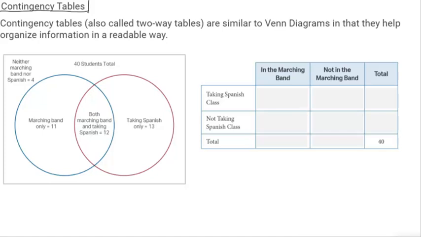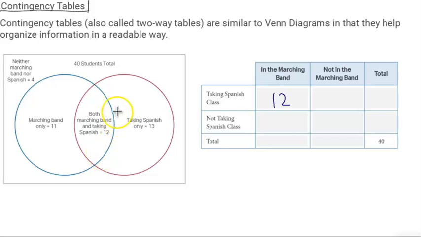Hello and welcome. Today we are talking about contingency tables. Contingency tables represent an alternative way to organize information in a very similar way to a Venn diagram. So basically the way this is going to work is that we're going to take the sections of the Venn diagram and use those to fill in the numbers based on the labeling of the rows and columns.